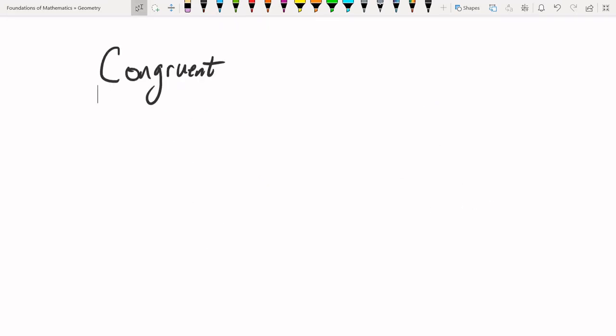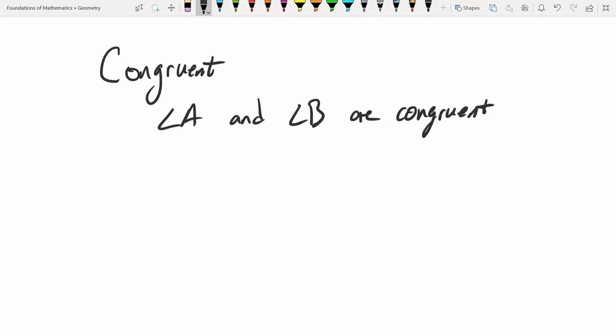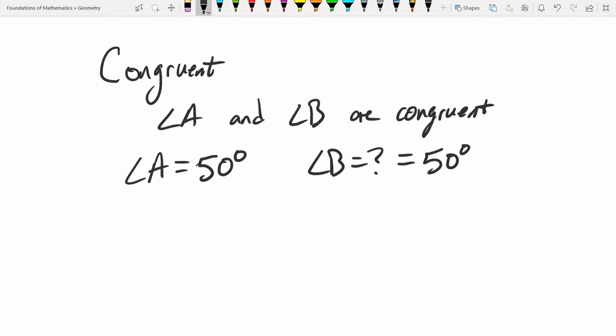angles. Okay, in geometry, you will see the word congruent, and this is the same thing. It means kind of the same thing as equality, but congruency is more about shapes and figures. So two angles are congruent if they have the exact same measurement. So if I said that angle A and angle B are congruent, then if I said angle A equals 50 degrees, angle B equals what? Well, if angle A and angle B are congruent, that means they have the same measurement. And since angle A is 50 degrees, angle B must also be 50 degrees.